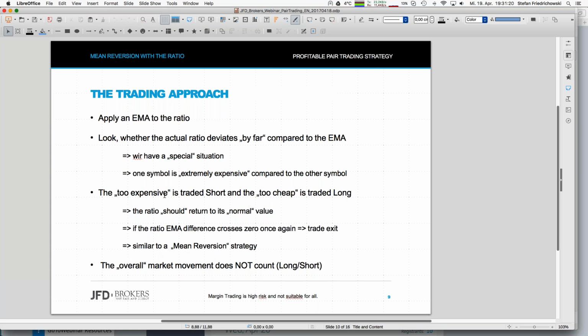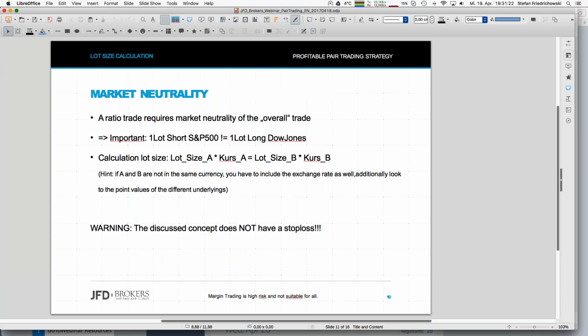That directly brings me to the next topic, the market neutrality here. And that's the last slide I need before I come to that Excel sheet and the details of when to open a trade and when to close a trade. But before doing that, I want to focus you on that market neutrality.